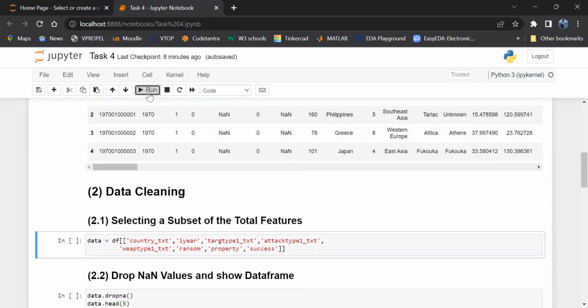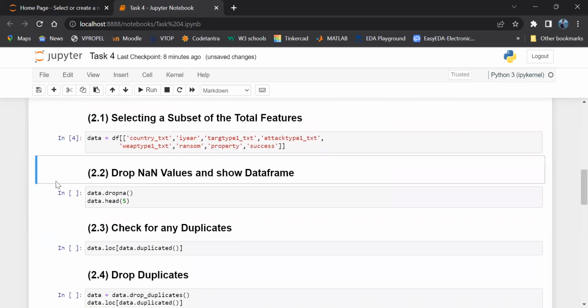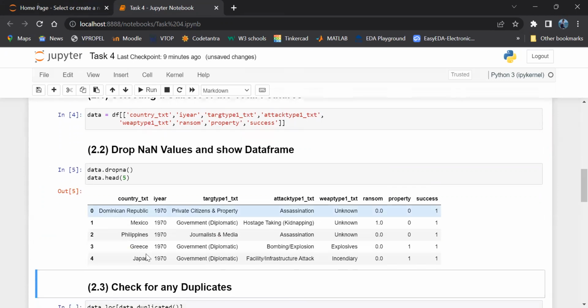So let's run this. The subset of this data will consist of many NaN values, so let's drop all the rows which have NaN values. So this is how our data will look. We'll be performing our exploratory analysis on this data.